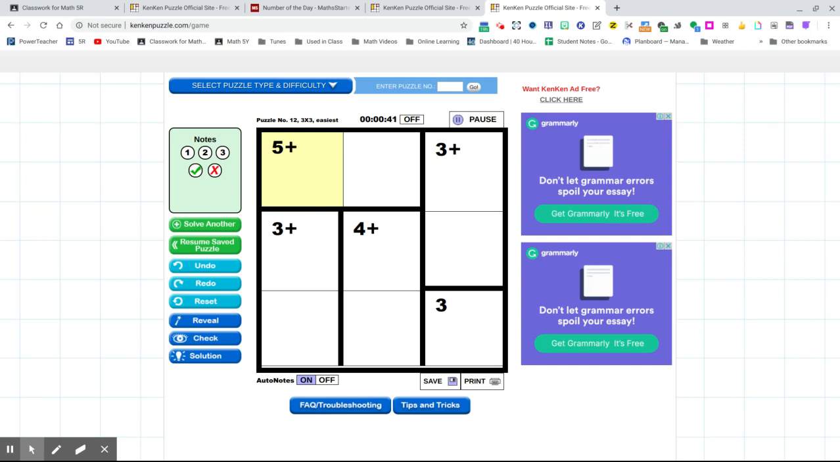Hey, grade fives. Today we're going to look at another puzzle called the Ken Ken. All right, so how you solve these puzzles. There's some strategy involved, there's some guess and check involved. The first thing you're going to do is examine the puzzle.